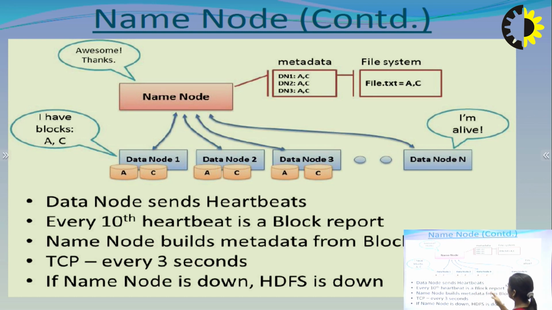So here the data node sends a heartbeat to show that it is alive. That is why the data node sends the heartbeat to the name node, and every 10th heartbeat is a block report. Then it sends a block report to the name node that it is working correctly, and the name node builds metadata from the block report. TCP every 3 seconds. If the name node is down, HDFS is down, because the name node exists as a single point of failure.